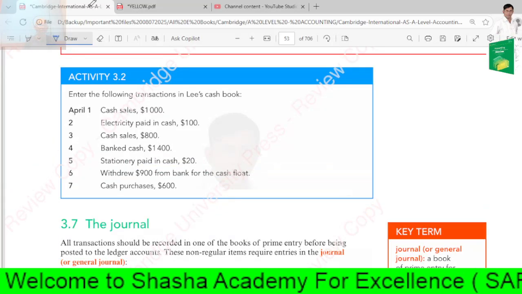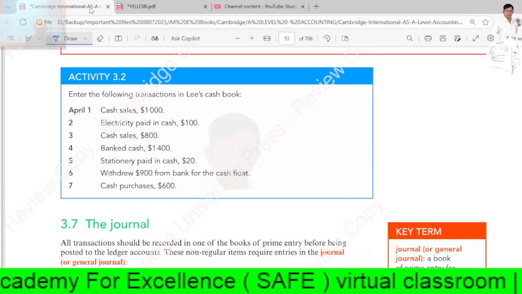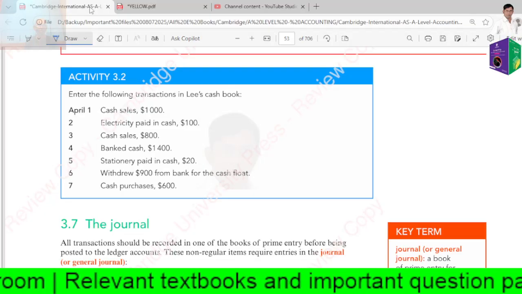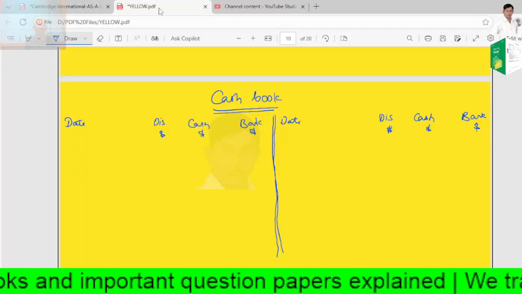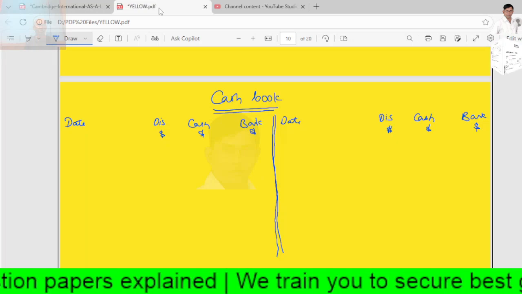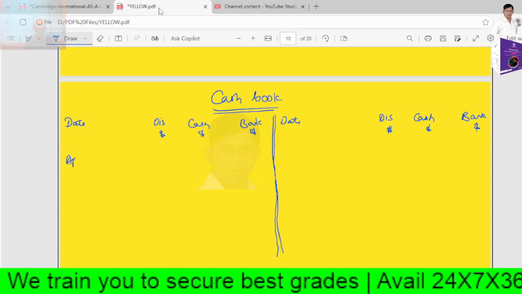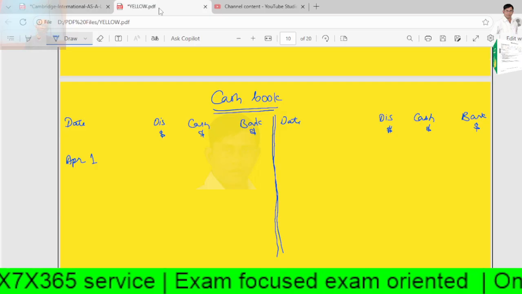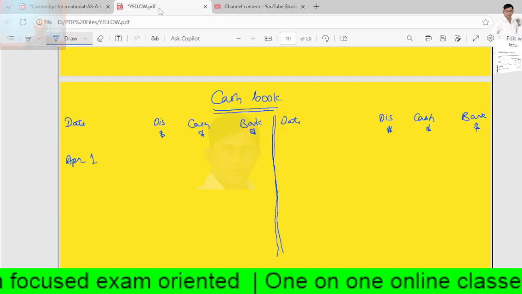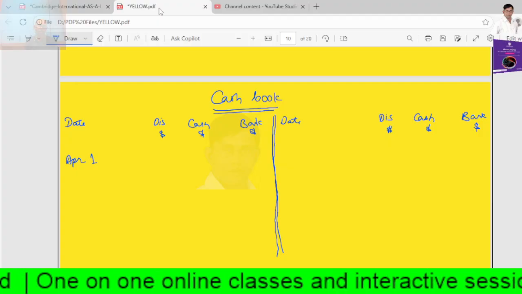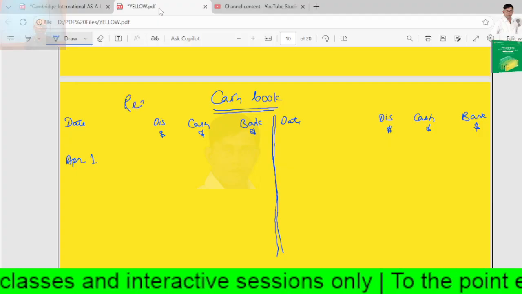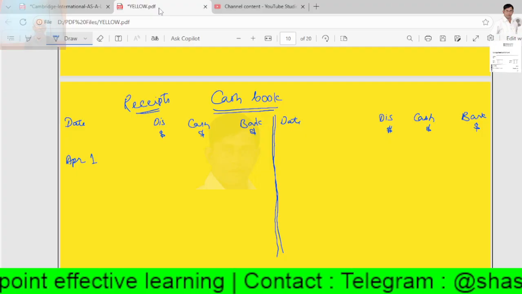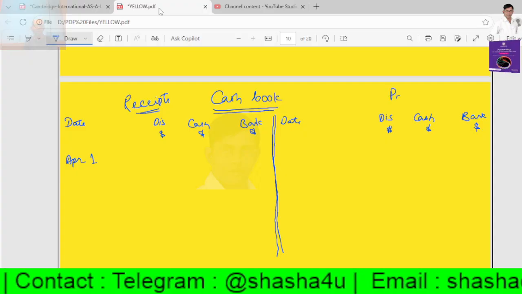So this is the question. Enter the following transaction in Lee's cash book. April 1st, cash sales 1000. One more thing: whatever we receive, we have to write here. All that is received, we have to write here, and whatever we pay, we have to write here.